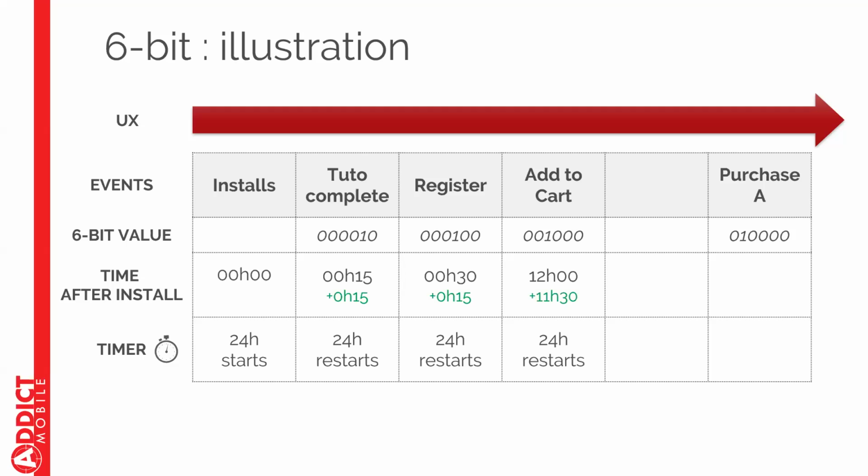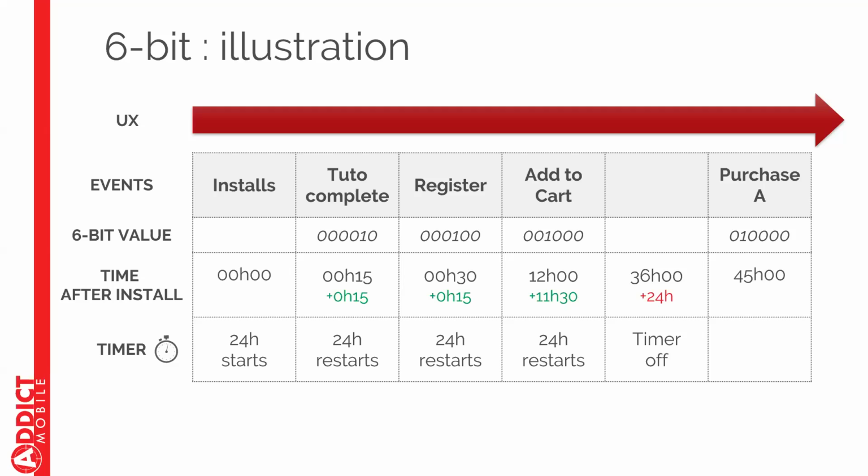And let's keep going. Let's say 12 hours after the install, meaning 11 hours and 30 minutes after my last event, I do an add to cart. So once again, the timer restarts. Finally, 36 hours after the install, meaning 24 hours after my last event, I didn't do any new event that can be recorded. So the timer goes off, okay?